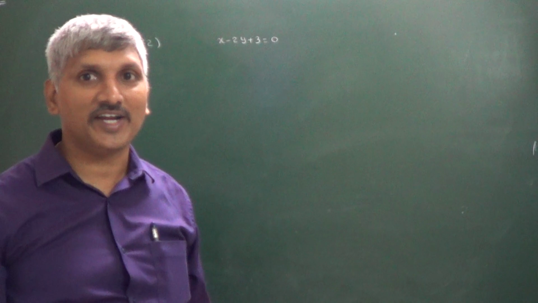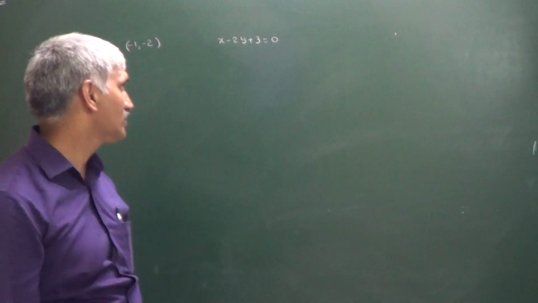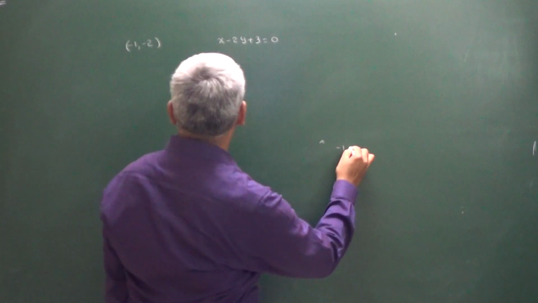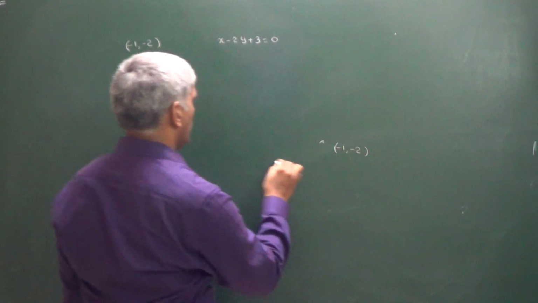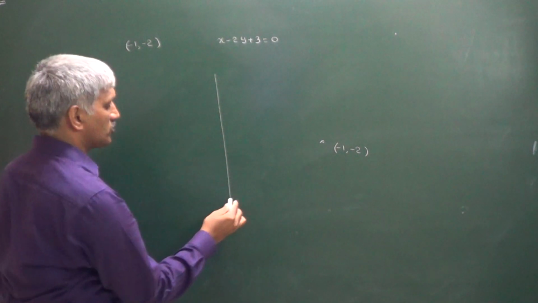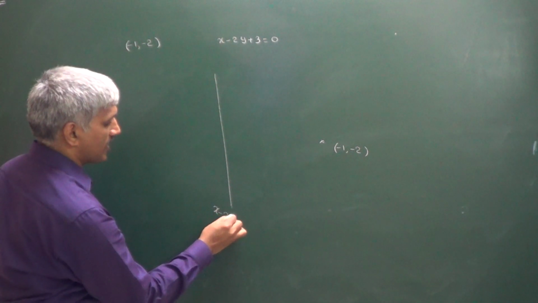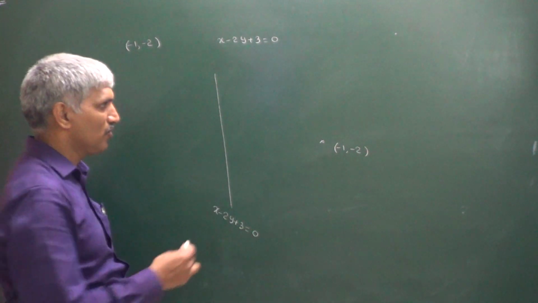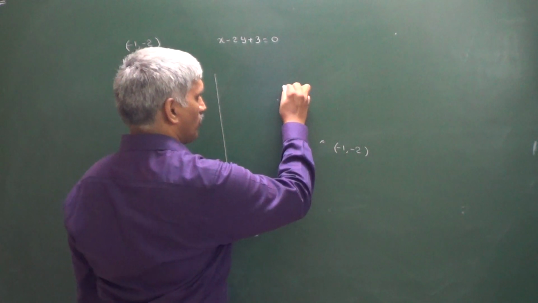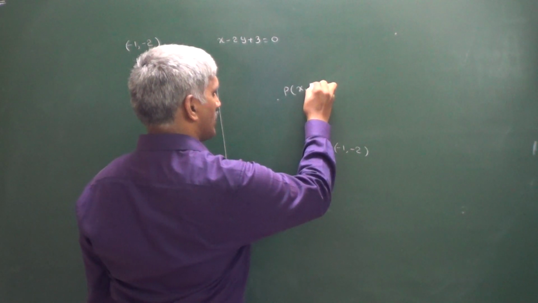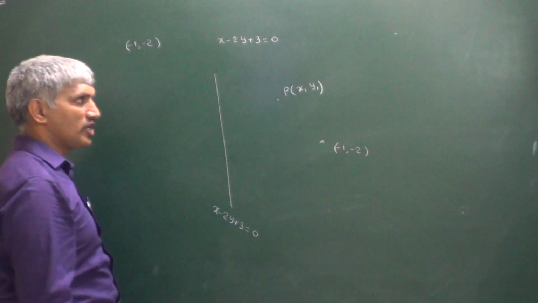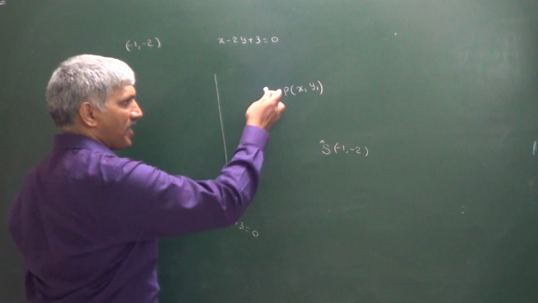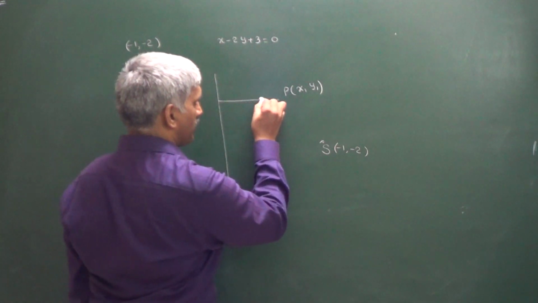Then he is asking to find the equation of the parabola, right? So what is the information given? Focus is given -1 comma -2, and the equation of the directrix is also given, x minus 2y plus 3 is equal to 0. Now let us take a point on the parabola. Let that point be x1, y1. We have to find the equation of the parabola. Focus is given as S, point is P, and this is the perpendicular distance.